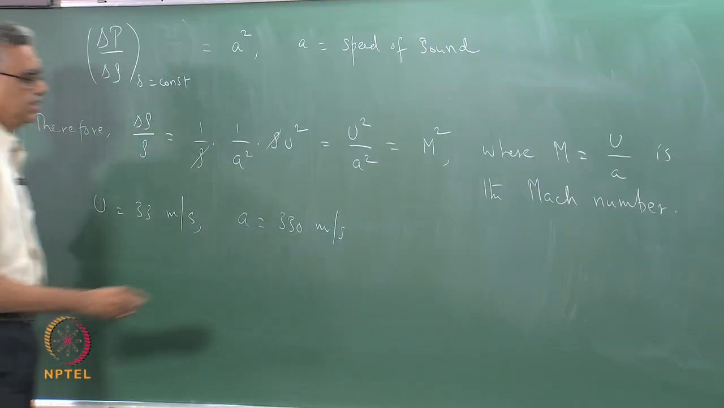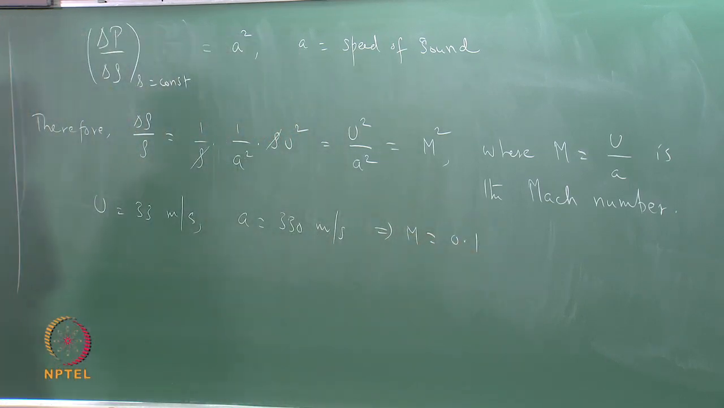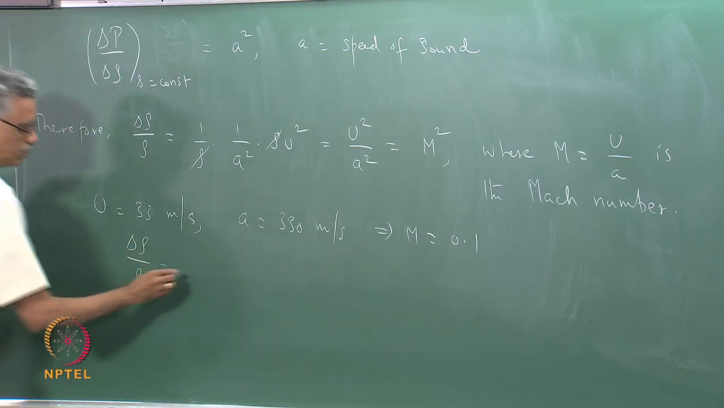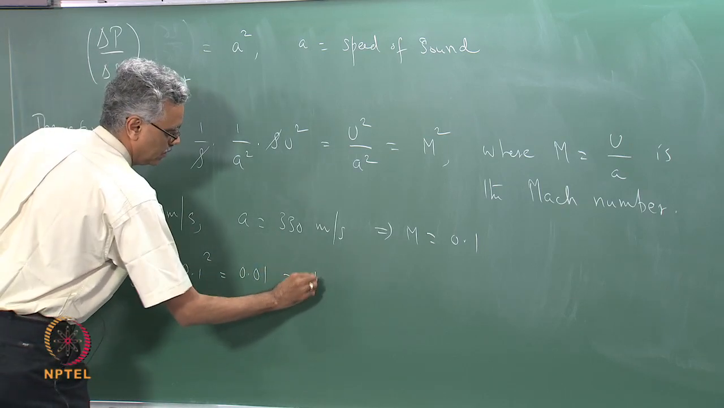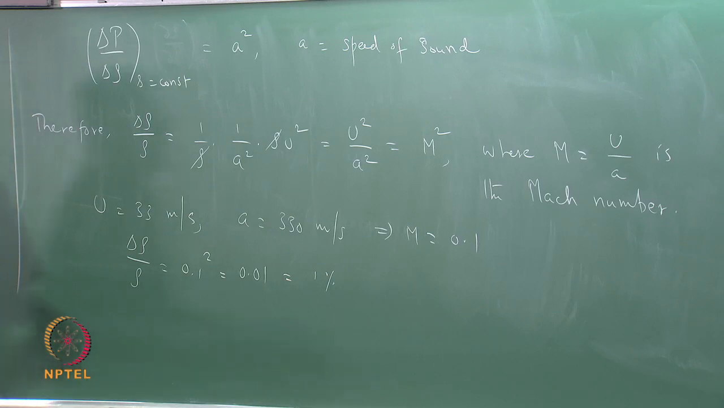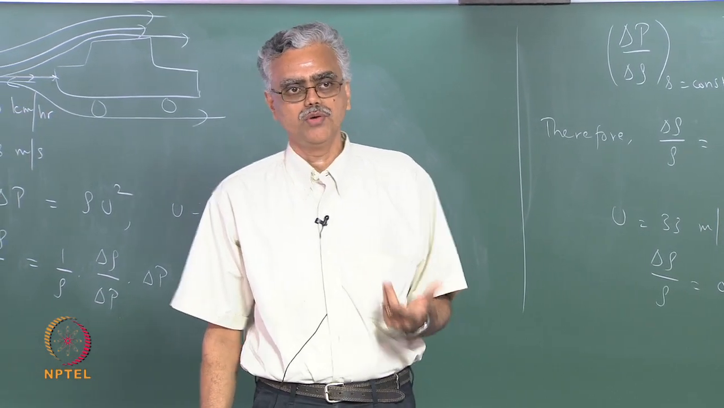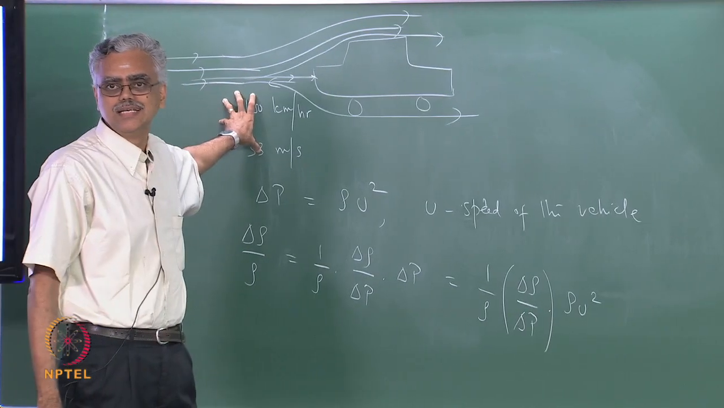So which means that your Mach number for this case comes out to be 0.1, right. That means the fractional change in density, delta rho over rho, is 0.1 squared, so that is 0.01, which is nothing but about 1% of the mean density. So the maximum change in density is only about 1% of the mean density, which means it is very, very small. So for all intents and purposes, we can ignore compressibility effects in this particular flow field and treat it as incompressible.